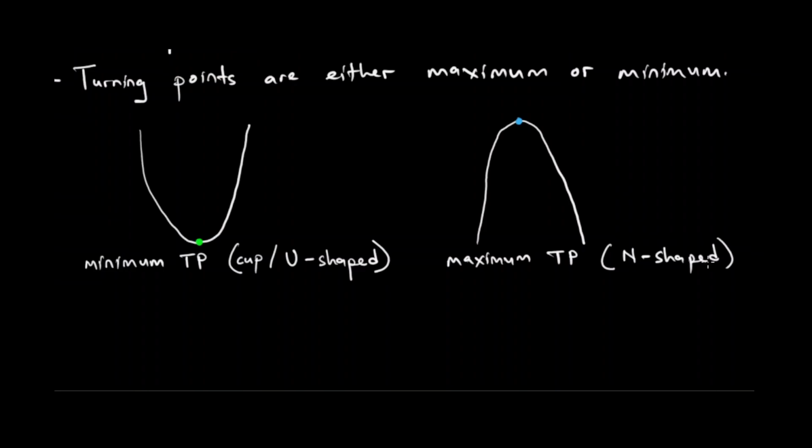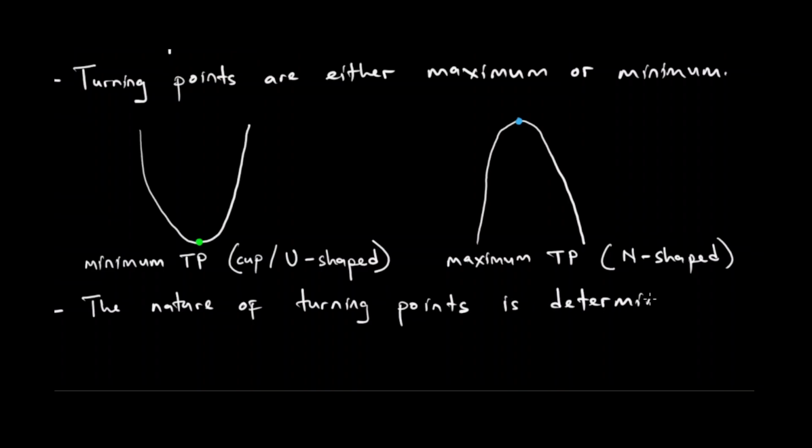Saka to understand our turning points, taziva the types, minimum and maximum, there is something we should also appreciate. We should know kuti the nature of turning points is determined by the coefficient of x squared.